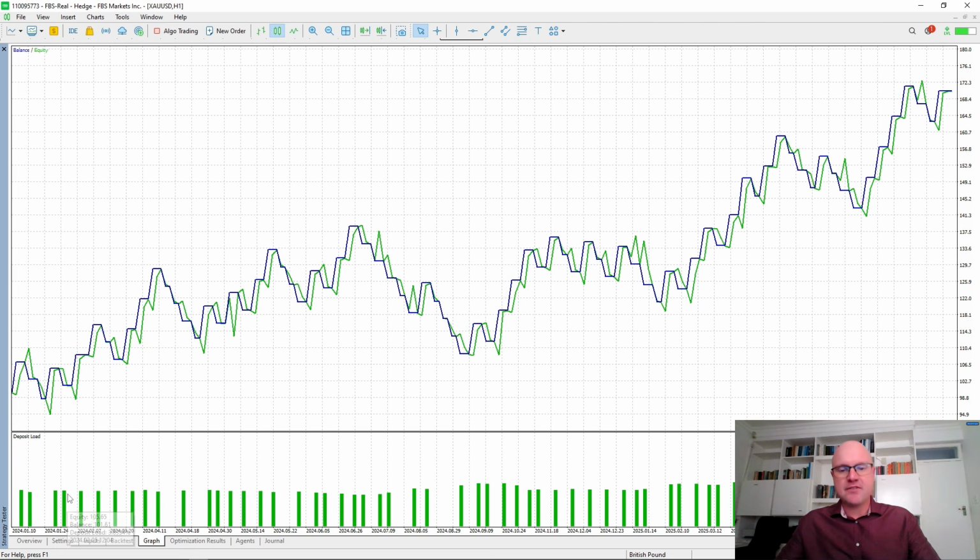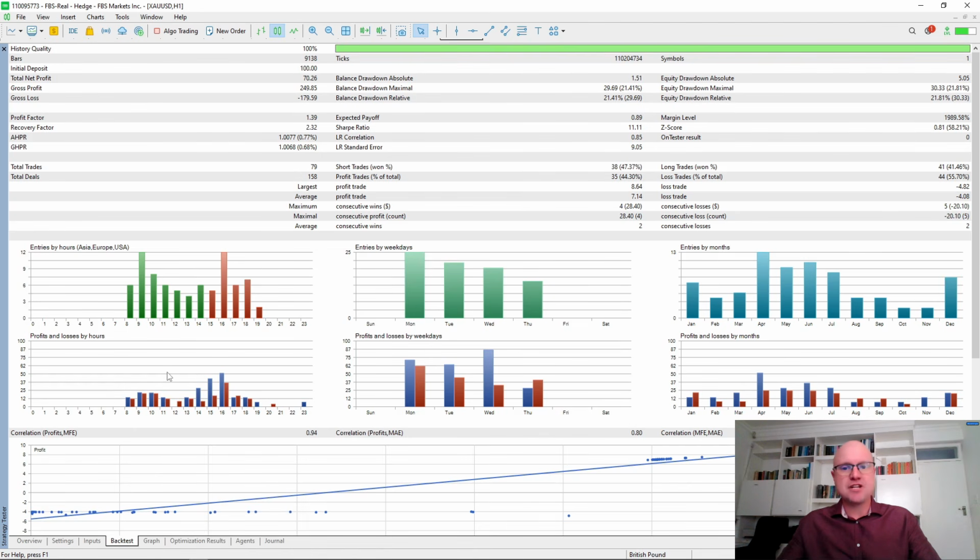Now, by doing this, we have a very safe approach because we avoid the martingale risk that is inherent for this expert advisor. Now, starting with a balance of $100 and using a 0.01 lot over this period, we were able to generate a total net profit of over $70 with a very low equity drawdown of only $30. This gave us a positive profit factor of 1.39, even though it only won 44% of the 79 trades placed.